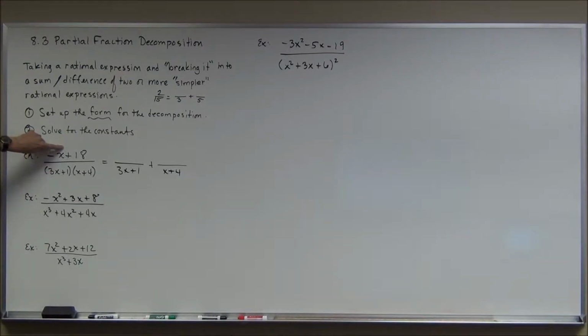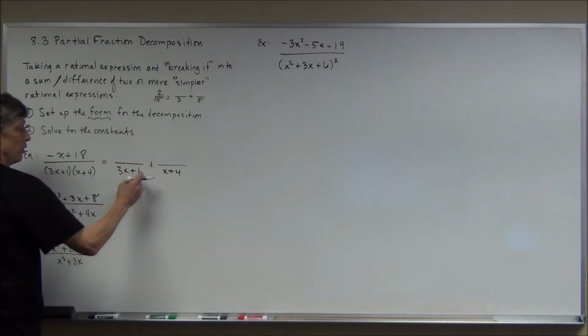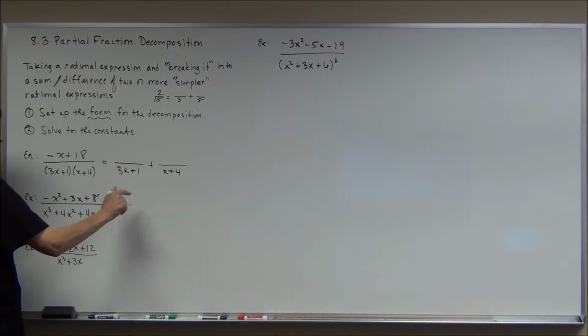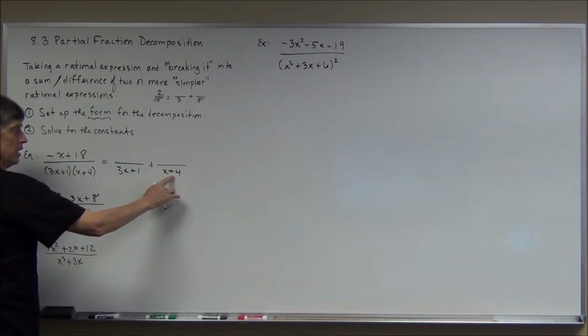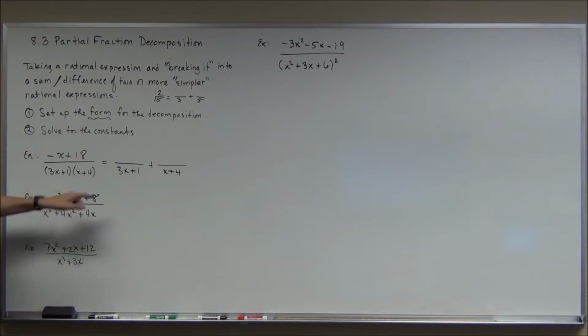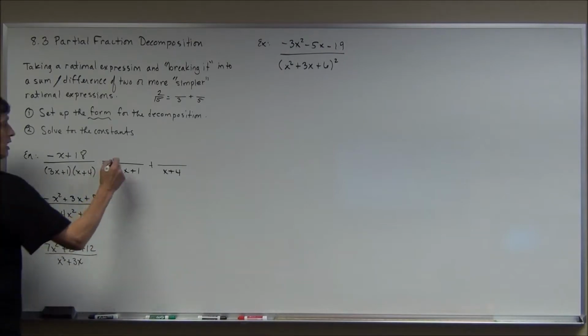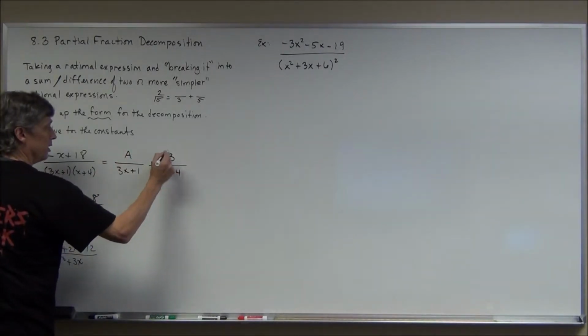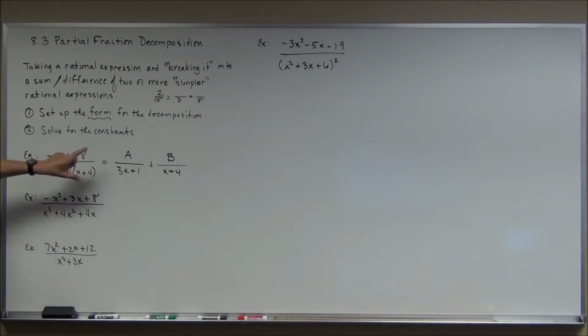Now the degree of my numerator is 1. This is x to the first power. If you multiply the denominator out, you'd get a 3x squared, so the degree of my denominator is 2. When the degree of the numerator is smaller than the degree of the denominator, we consider this a proper rational expression. And we have to have simpler looking rational expressions that are also proper. These are degree 1, both of these, so the degree of our numerators would have to be smaller than 1, or degree 0, which means they're constants. So I'm going to use capital A and capital B to represent the constants. And that's the form we would use for the decomposition.